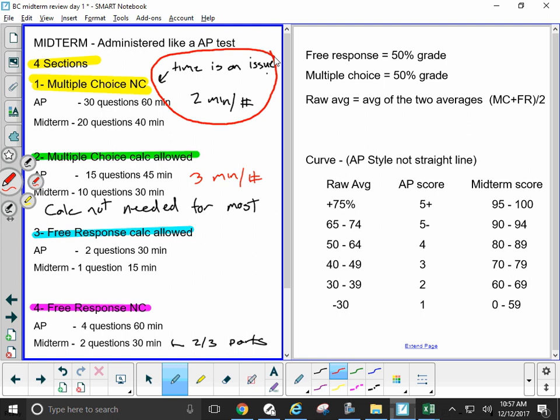Third section, free response questions, calculator allowed. You have 2 questions in 30 minutes. They're typically 3 or 4 parts. This one, you'll have 1 question to do in 15 minutes. So it'll be 4 parts.